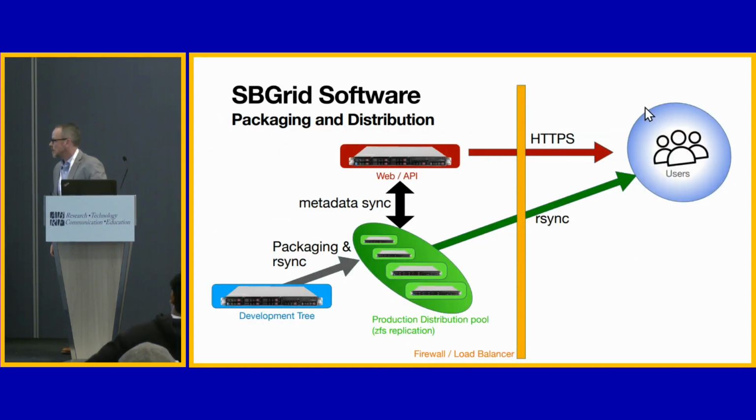All right, so how does software get to users from there? We've got our web API, and a whole pool of servers that we push software to. We push from our development tree that I showed you from GitLab. It gets replicated across these, and there's a load balancer that manages it all. Then users get the metadata that tells them what they have access to and what's available, and they can transfer it directly to themselves by rsync.